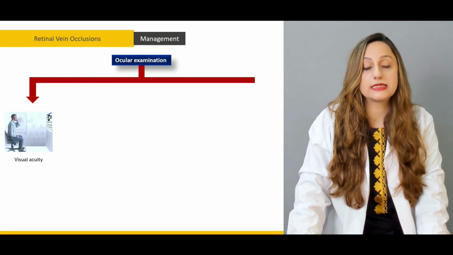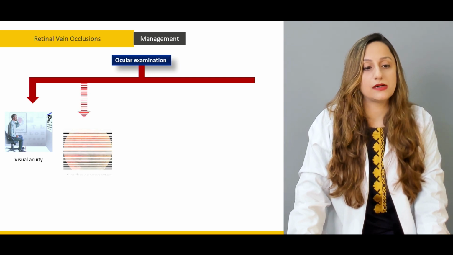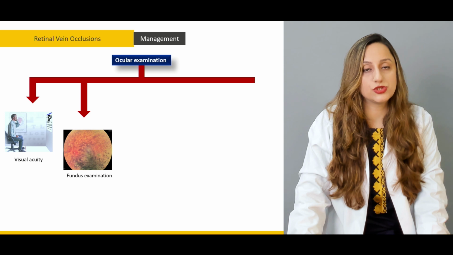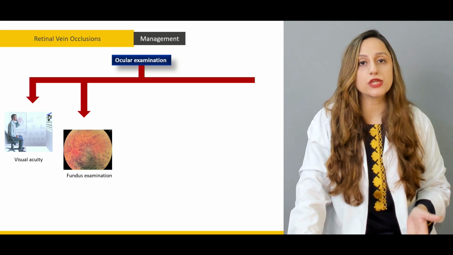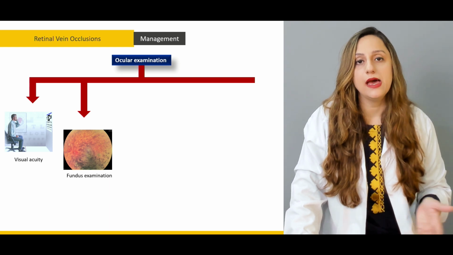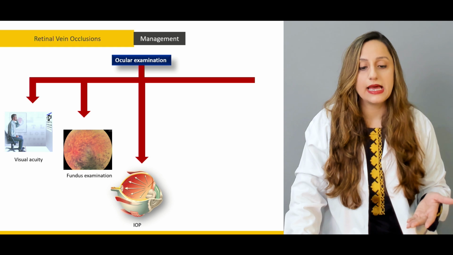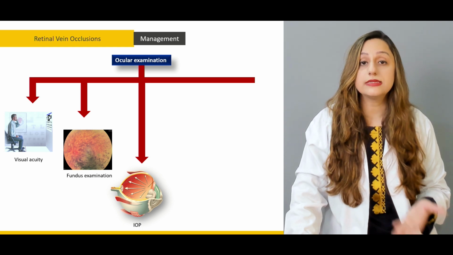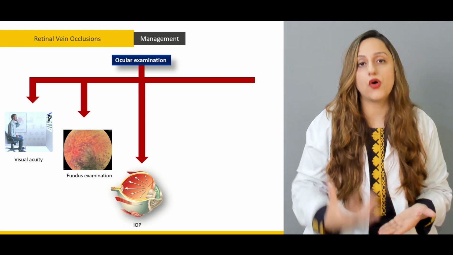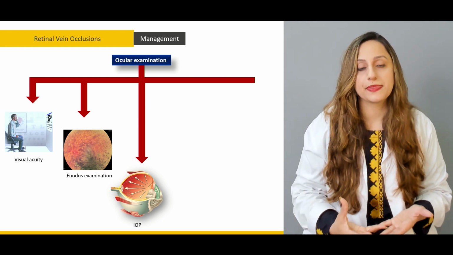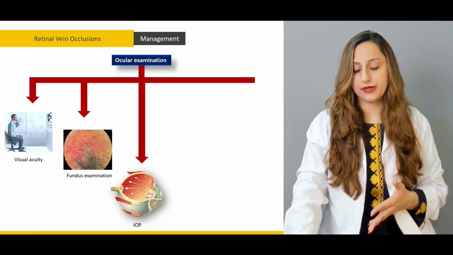Visual acuity is severely decreased in the ischemic variety of central retinal vein occlusion. Fundoscopic findings would reveal cotton wool spots, flame-shaped hemorrhages, and neovascularizations taking place. And then we have increased intraocular pressure, which is sometimes the baseline cause for the development of the retinal vein occlusion in that particular patient.